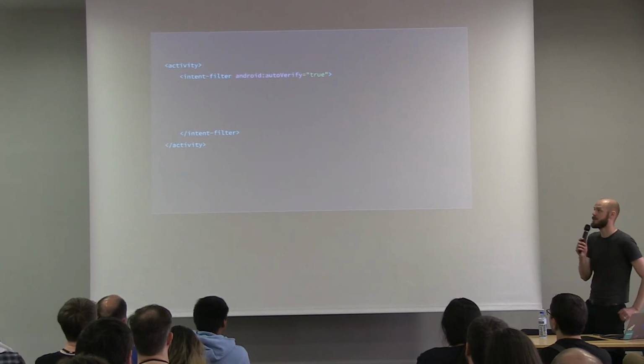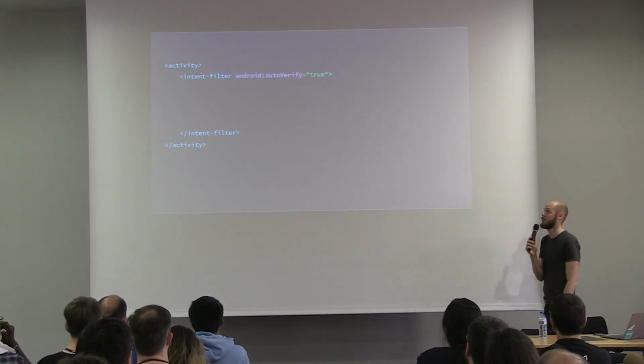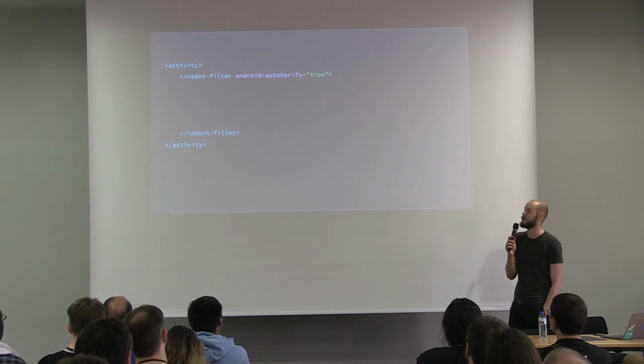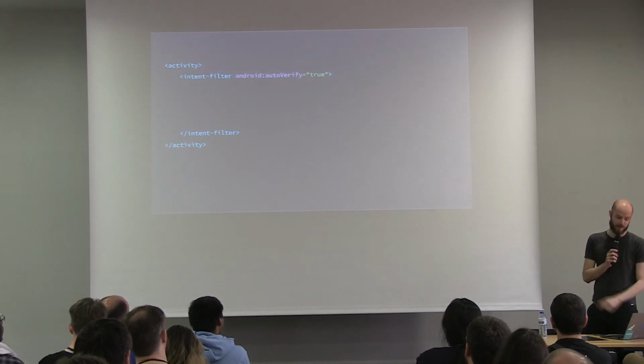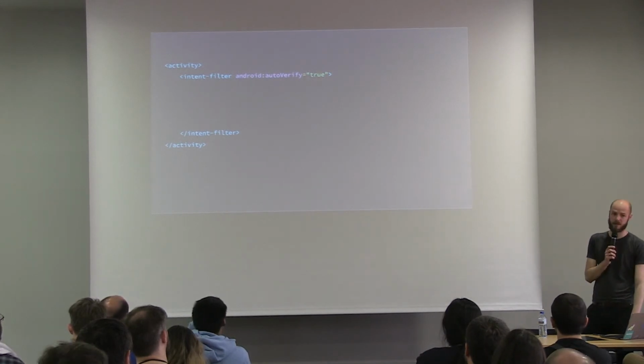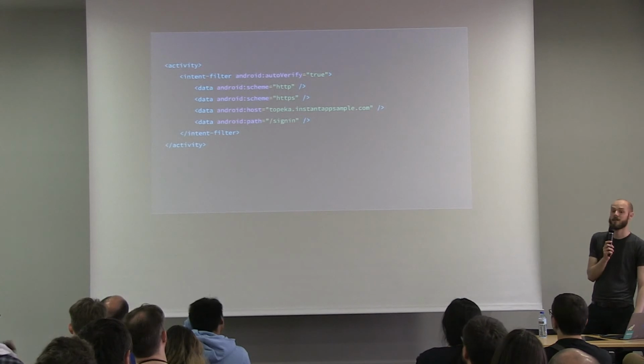Also, a little bit of change to your Android manifests. So the Android manifest for each activity has to have, for each activity that you want to be able to have as an entry point for your instant app, you have to set the auto-verify flag to true. So the Play Store can verify whether the URL that you pass in there is correct.